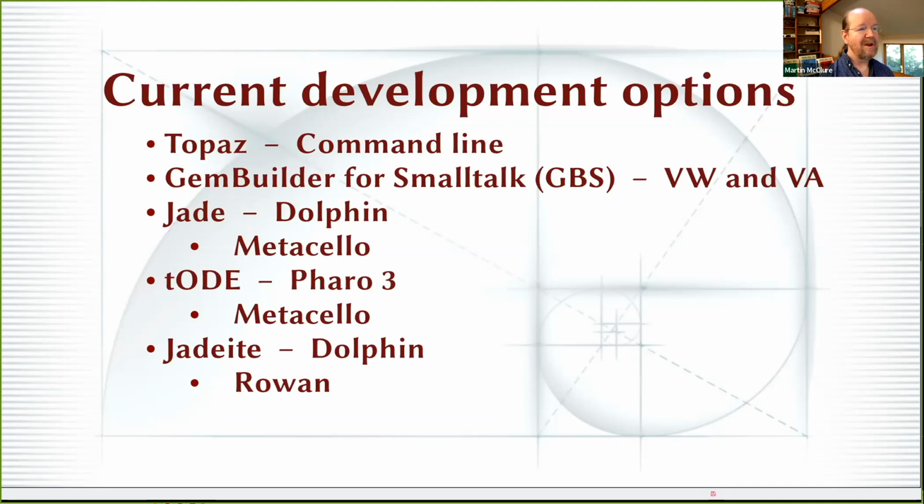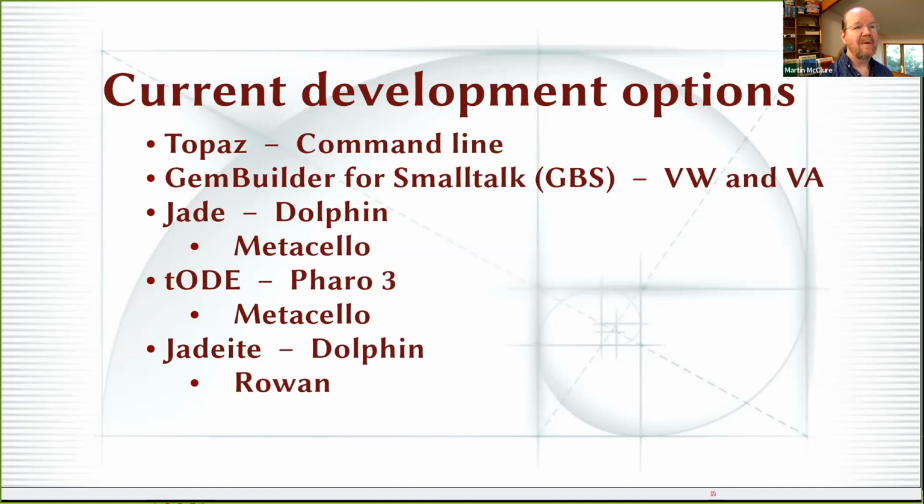And more recently, we have Jadeite, which is derived from Jade, also on Dolphin, and it is using the Rowan package manager, which is currently in sort of beta stage. There are some people using it in production, early versions, but the final version is not out yet. Jadeite itself is also in beta. Rowan and Jadeite are a reasonable choice for people starting possibly new projects, even though it's in beta. Talk to us if you're in that kind of a position.